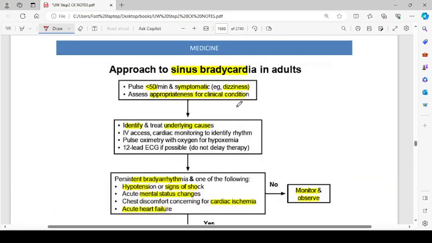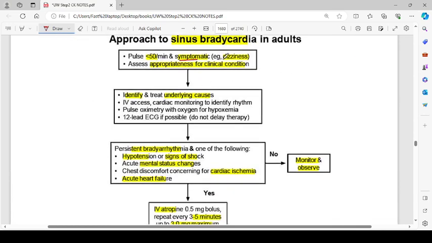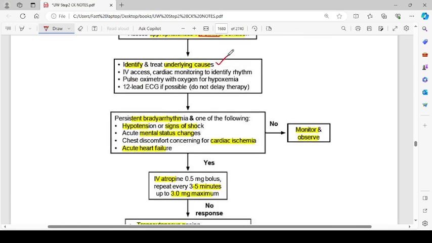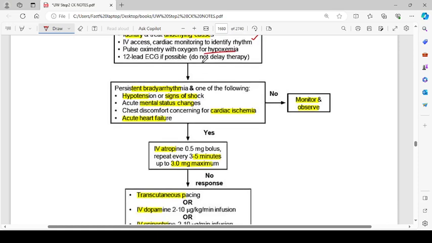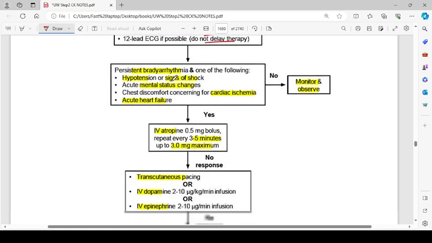Okay, then we have the approach to sinus bradycardia in adults. If the pulse is less than 50 per minute and symptomatic, like for example dizziness, assess the appropriateness for the clinical condition, identify and treat the underlying cause, IV access, cardiac monitoring to identify the rhythm, pulse oximetry with oxygen for hypoxemia, and 12 lead ECG if possible. Do not delay the therapy.